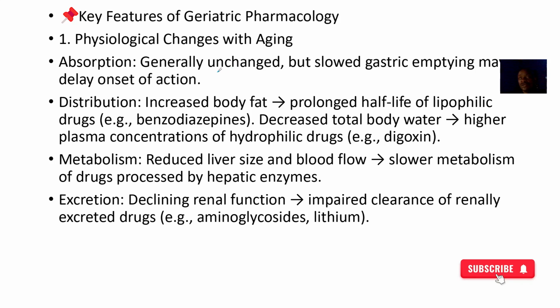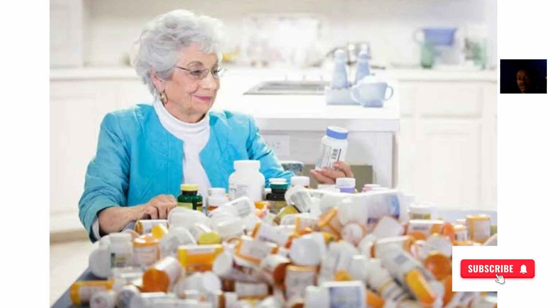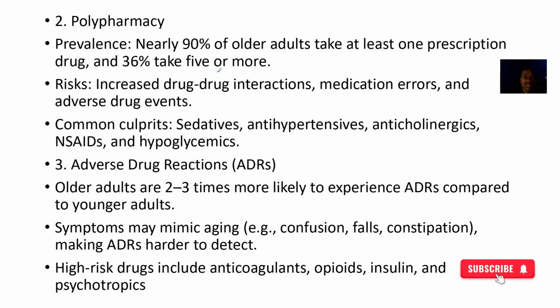Then excretion: you are looking at the kidneys and how their function goes down with age, so there's impaired renal clearance of drugs. Polypharmacy: you also consider that if you are going to combine many drugs for a particular patient, you should take into account all those drug reactions.